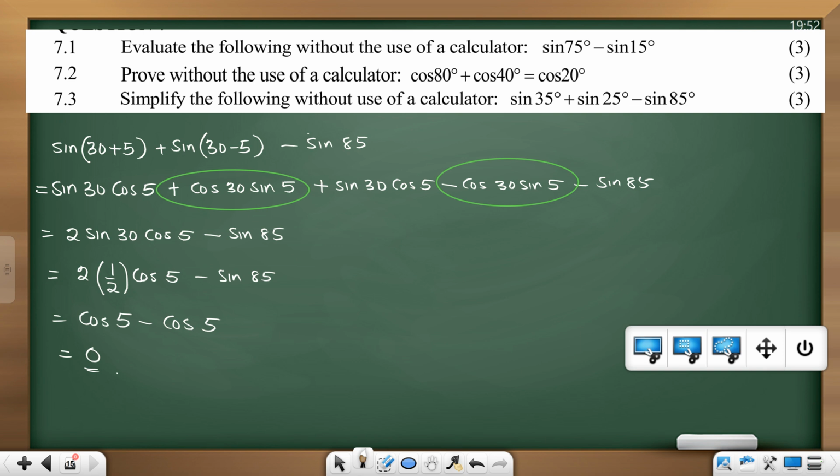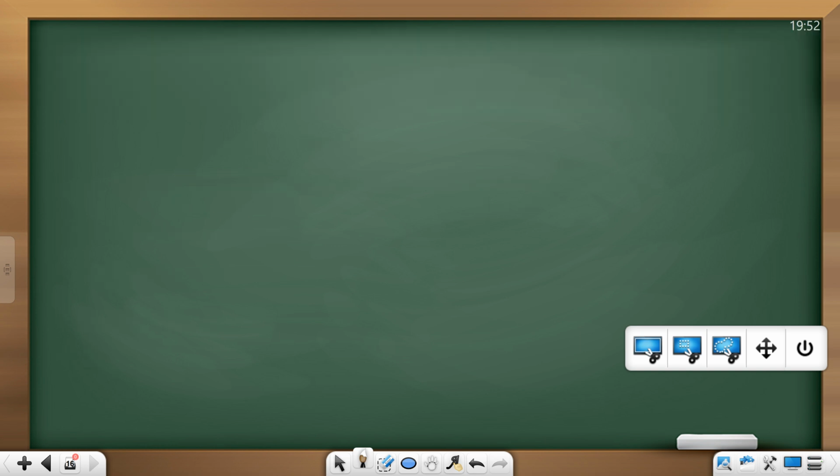Okay, I've got this question, the last one for the day, such a beautiful one. Determine the value, without using a calculator, cos A plus 55.